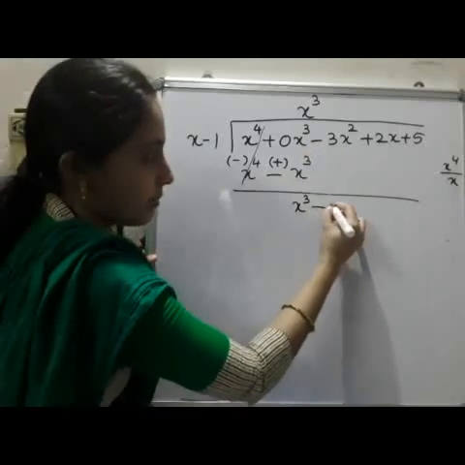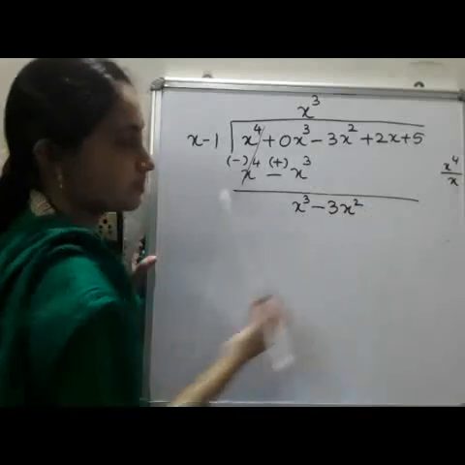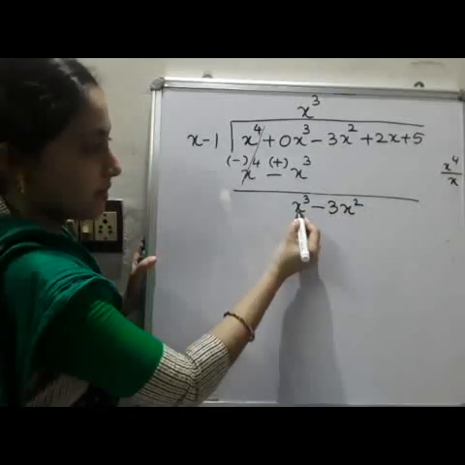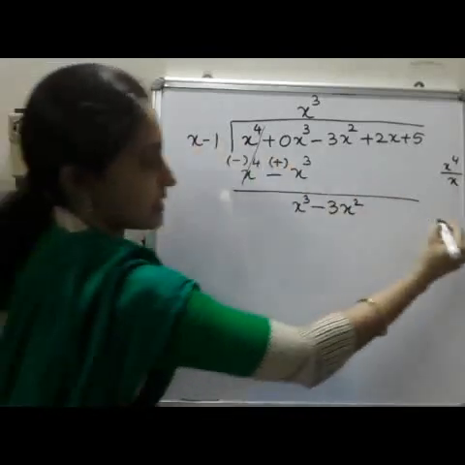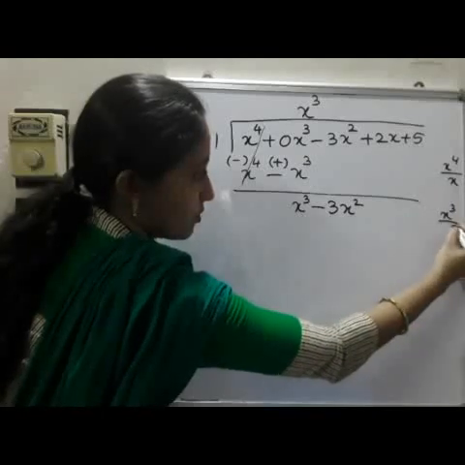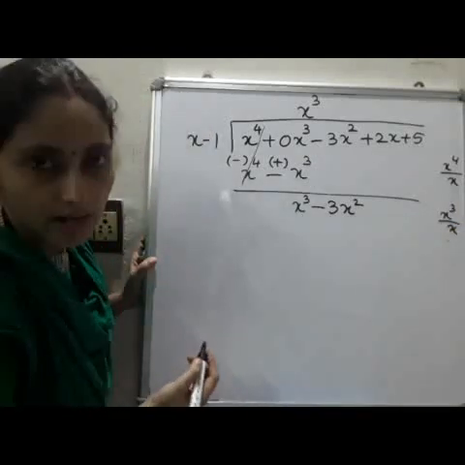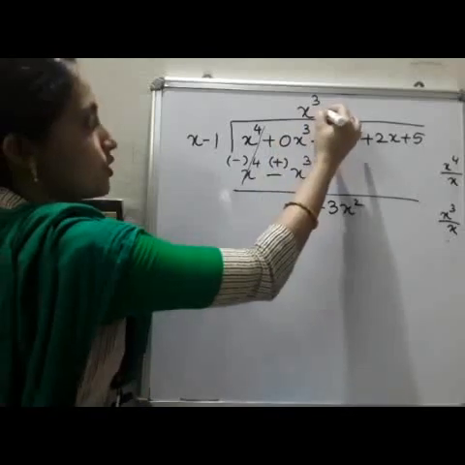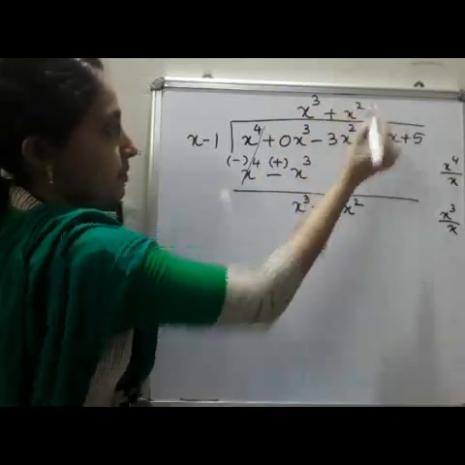Then remaining minus 3x². Okay. Then what's the next step? x³ divided by x. Next step is x³ by x. What is that? x³ by x is x². So plus x². Okay.